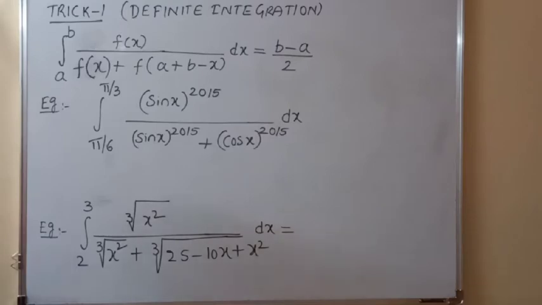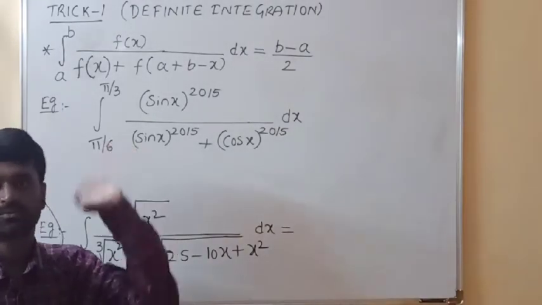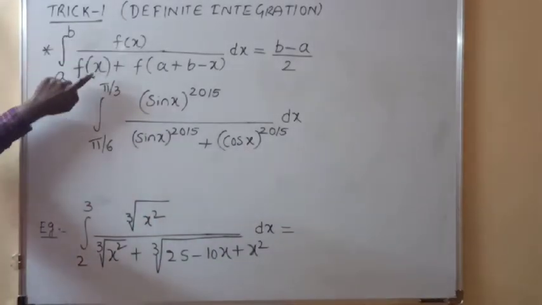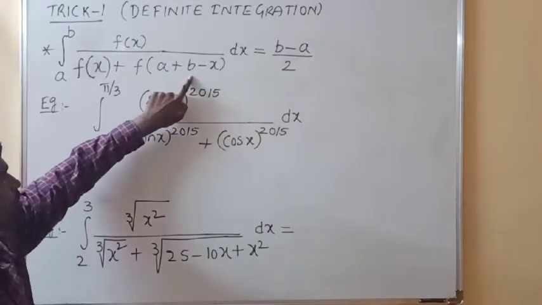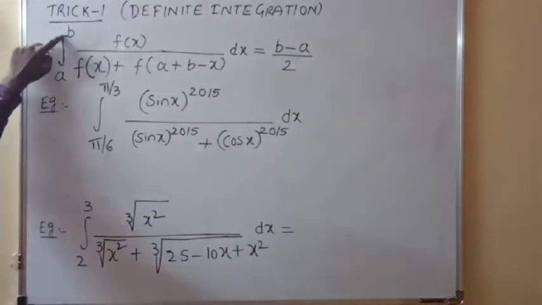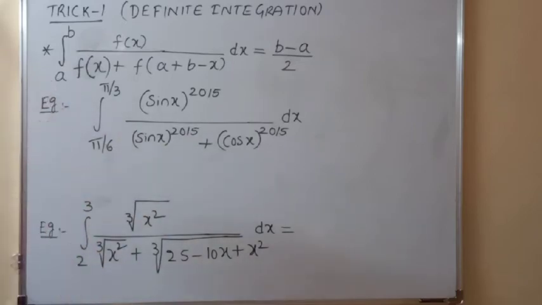The trick is: integral a to b of f of x by f of x plus f of (a plus b minus x) dx is equal to (b minus a) by 2. Here a and b are the limits of integration. So if the given integrand is in the form f of x by f of x plus f of (a plus b minus x), where a and b denote the limits of integration, then the answer is upper limit b minus lower limit a, divided by 2.